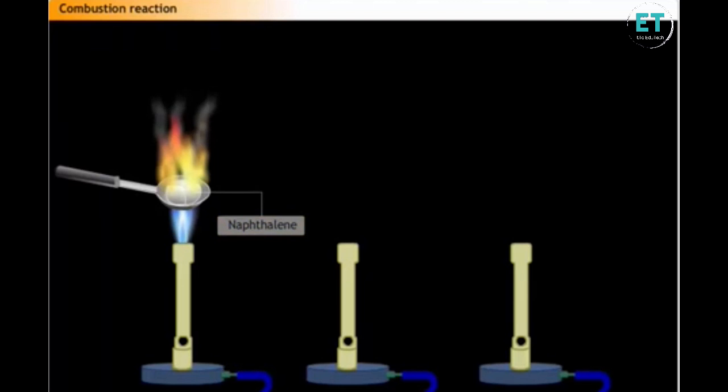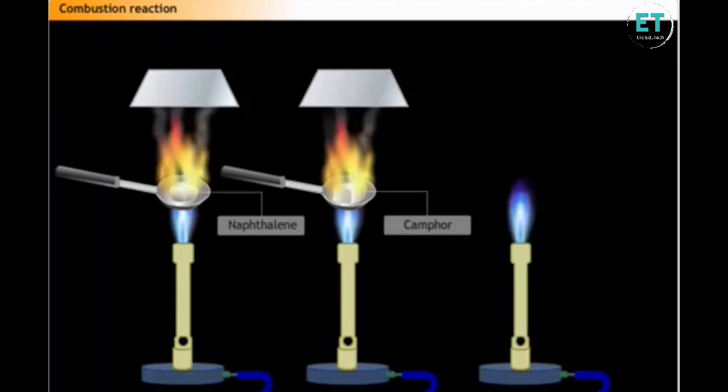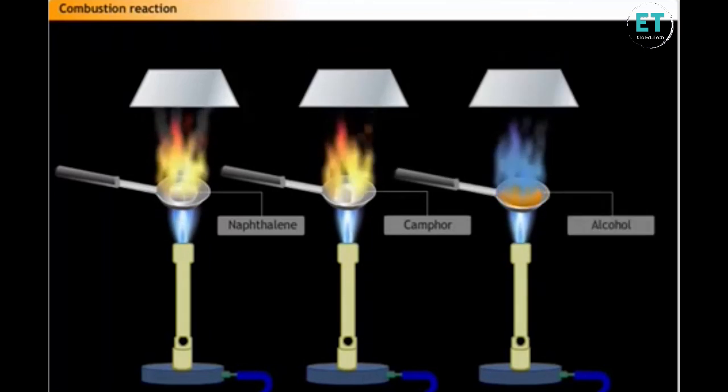Let's try to prove this through an experiment. Take a small amount of naphthalene on a spatula and burn it. While burning, place a metal plate above the flame. Repeat this process using small quantities of camphor and alcohol. You will find that naphthalene and camphor burn with a yellow flame and give out soot, while alcohol burns with a blue flame and does not give out soot.